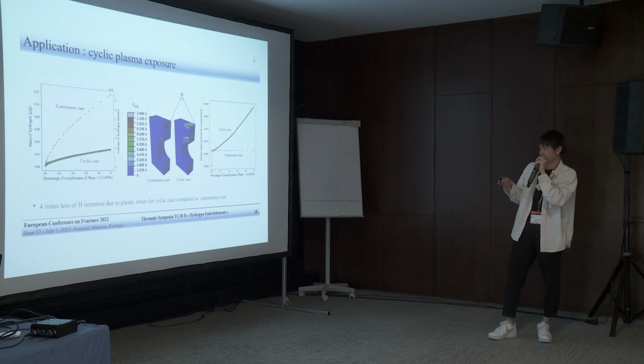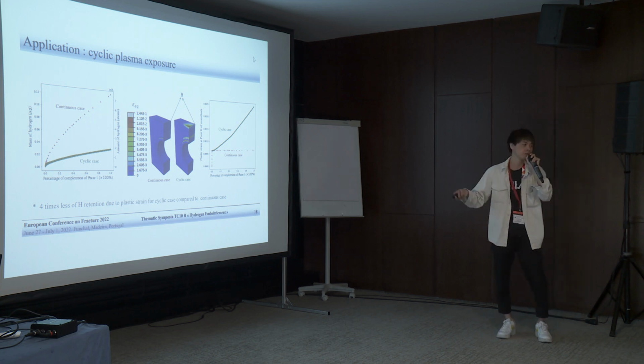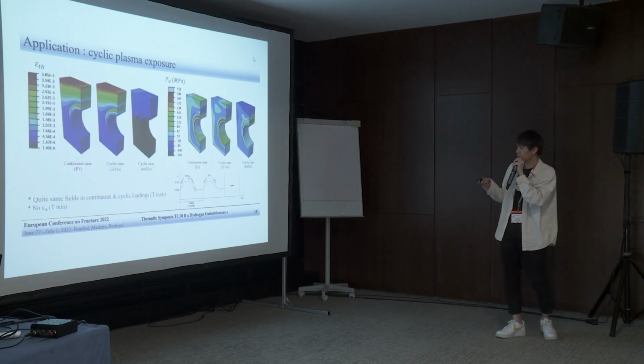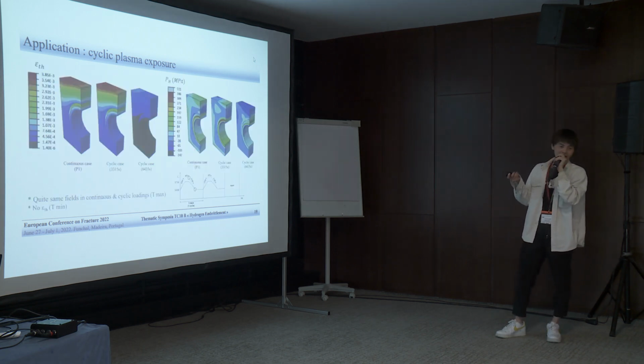That's why the plastic strain for the continuous case remains constant, because we have no variation of the temperature, no variation of the thermal expansion. However, the cyclic case makes a cyclic variation of the thermal expansion, and induces an impact on the hydrostatic stress distribution in the monoblock, and thus on the transport and retention of hydrogen in the monoblock.